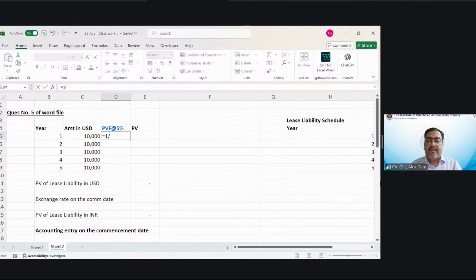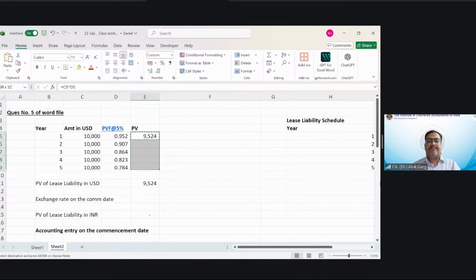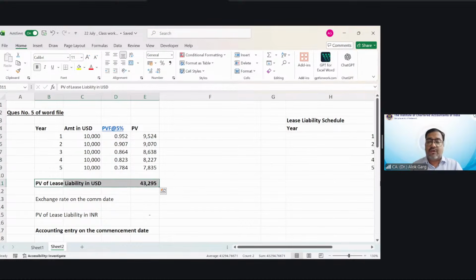1 divided by 1.05. This again divided by 1.05. This is your present value factor. What is the present value? This multiplied by this. So the present value of $50,000 is 43,295. What was the exchange rate on the commencement date, which was given?